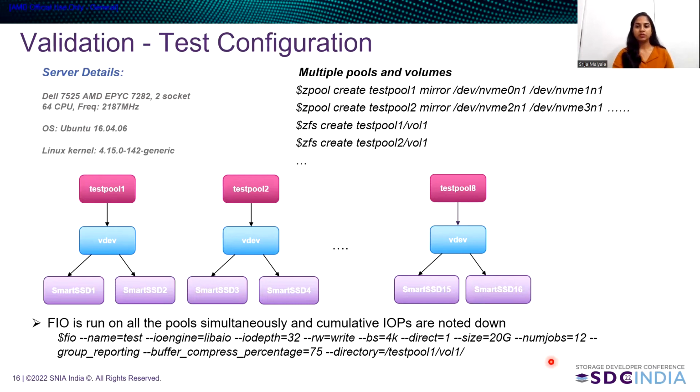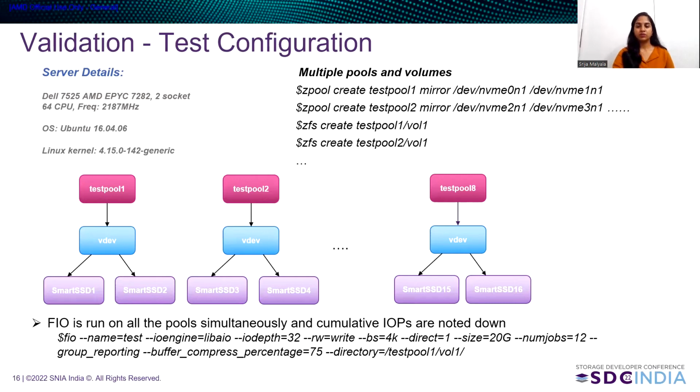We have created 12 threads with an IO size of 10 gig per thread. The FIO block size used was 4K with an IO depth of 32. We have also set the buffer compress percentage to 75 so that FIO can generate data which is compressible. We have created multiple such test configurations, increasing the pools and the SmartSSDs.